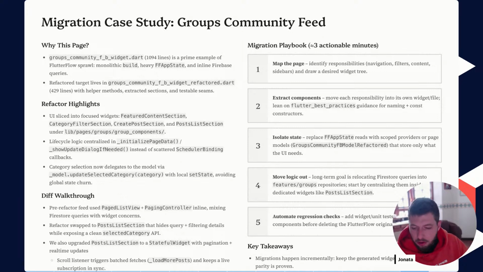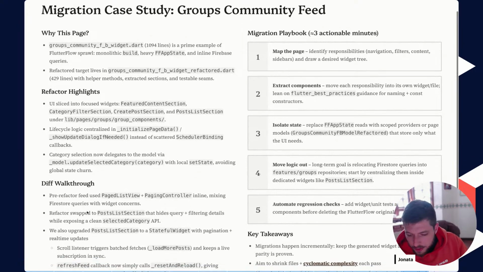And we have a model for delegating the updates to the selected category with a local setState, avoiding the global state churn, because it was previously dependent on that Flutter Flow app state management system, and we replaced it with the simpler option that we have with setState. So this was a very interesting change as well, and it helped a lot.